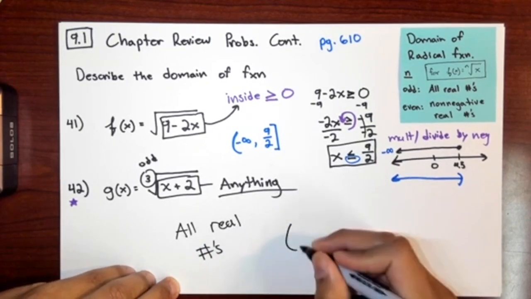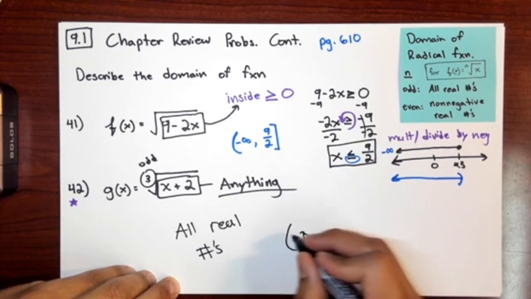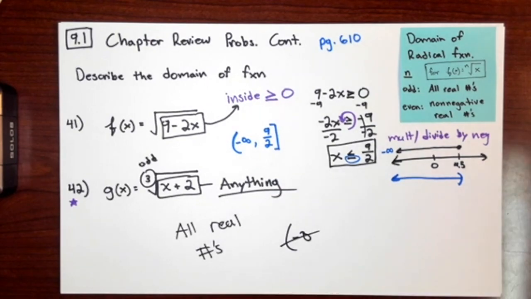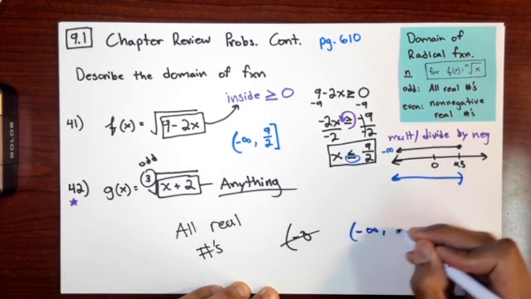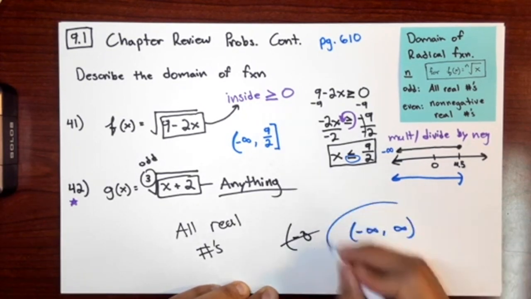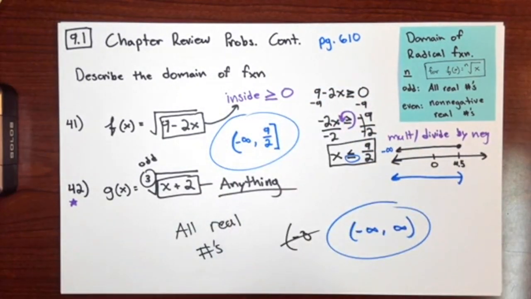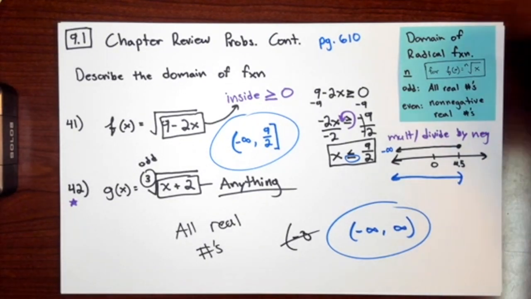But we write that as negative... sorry about that. Let's rewrite it in blue. We write it as negative infinity to positive infinity. And that's your final answer here, and that's your final answer here. And that's the end of 9.1.